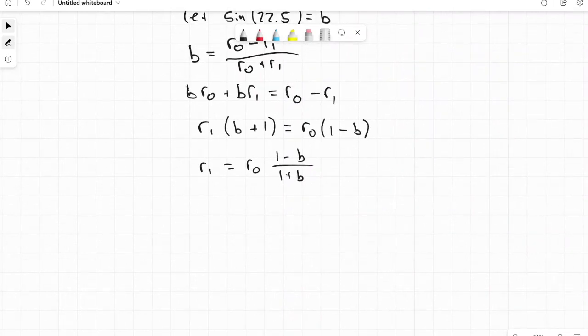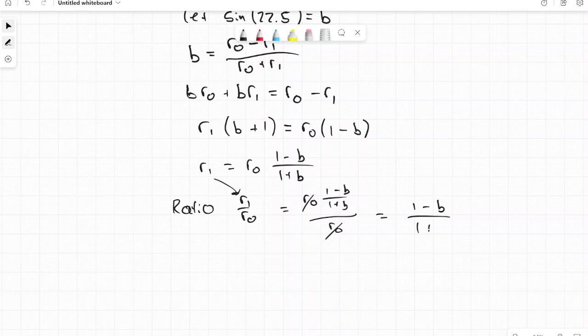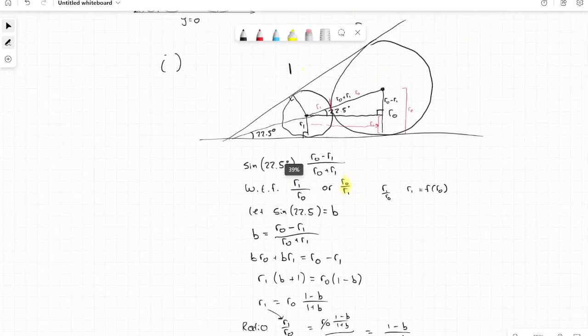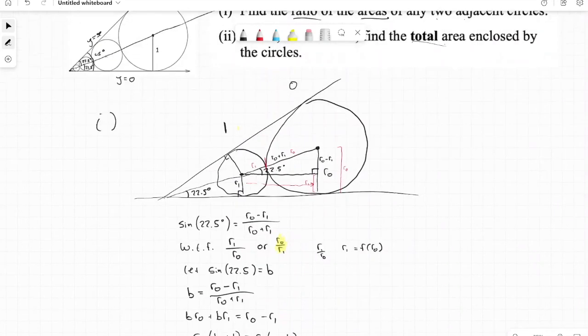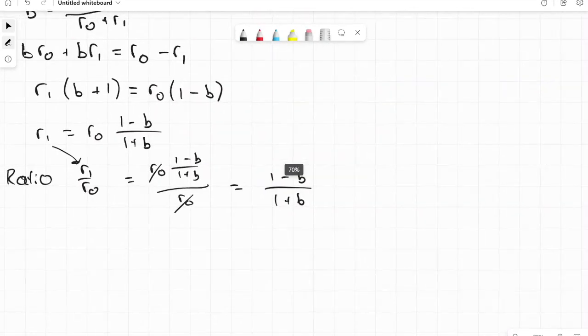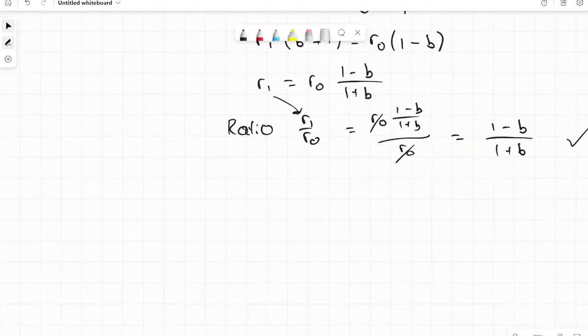Okay, so if we've got our ratio that we need to find, the ratio R1 over R0, we could substitute in this, right? So let's do that. Equals R0 times (1 minus B) over (1 plus B), all divided by R0, cancel, cancel, equals 1 minus B over 1 plus B. There you go, that's like half the marks right there. That was actually the hard part as well. Done. Part 1. Okay, part 2.